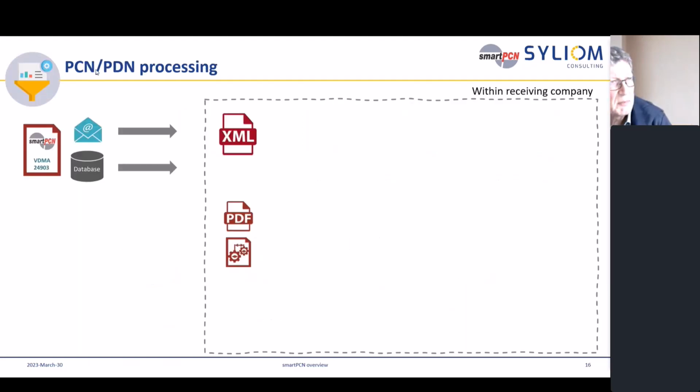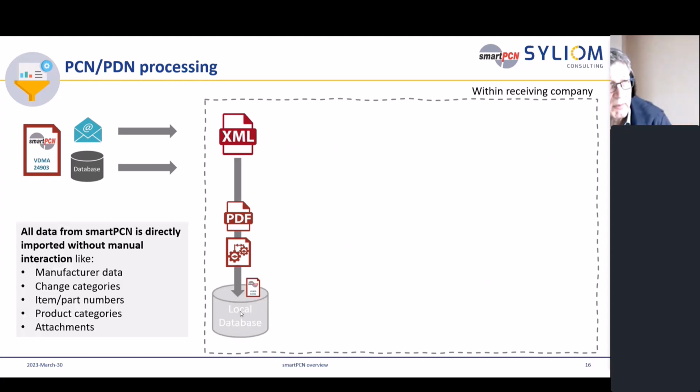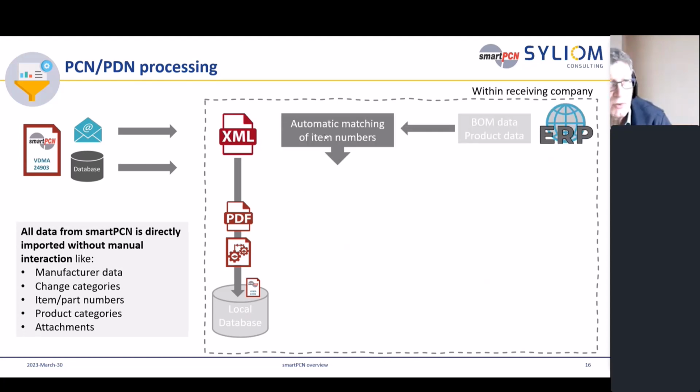Let's start with the PCN PDN processing. So we have a Smart PCN, and you can send the Smart PCN via email, or also provide it via a database. So there are different approaches available here. You have the XML file here within a receiving company. This box is within a company, within the firewall of a company. So you receive this information, you can store it in a local database. And then, because everything is in here, you can start to do an automatic matching of the item numbers.